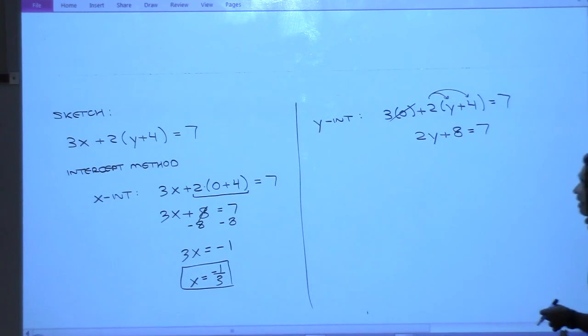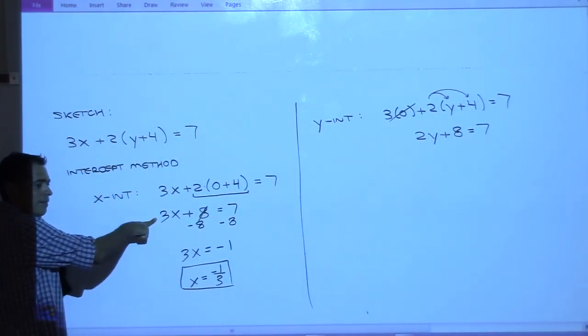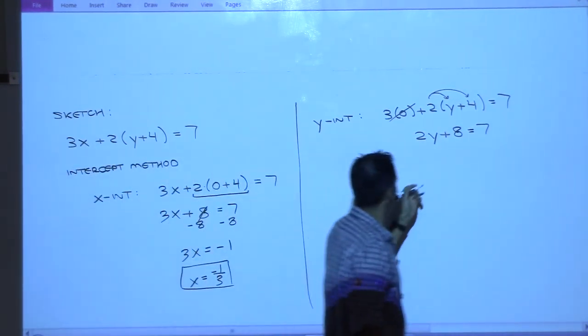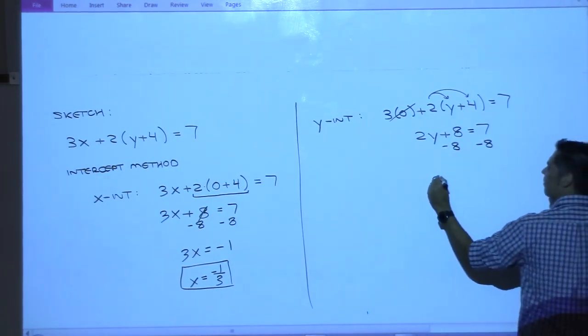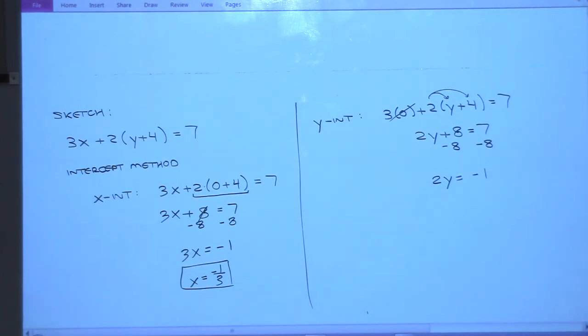And then now we're kind of like where we were here. We're just going to try and get that y by itself, right? So next step, subtract 8. We can get a negative 1 again, aren't we? Just a coincidence, okay? All right, and finally, divide by 2, and we're there.